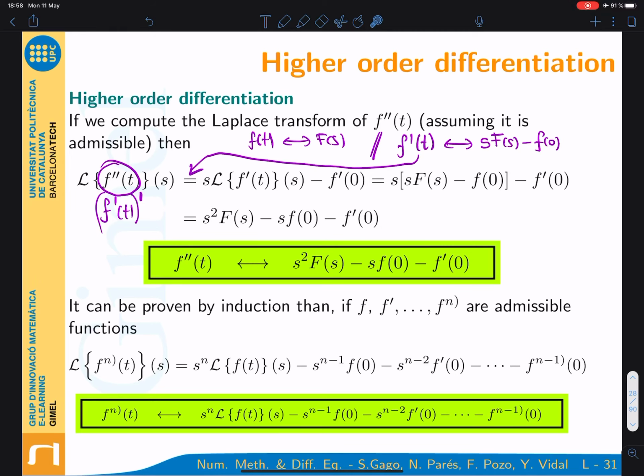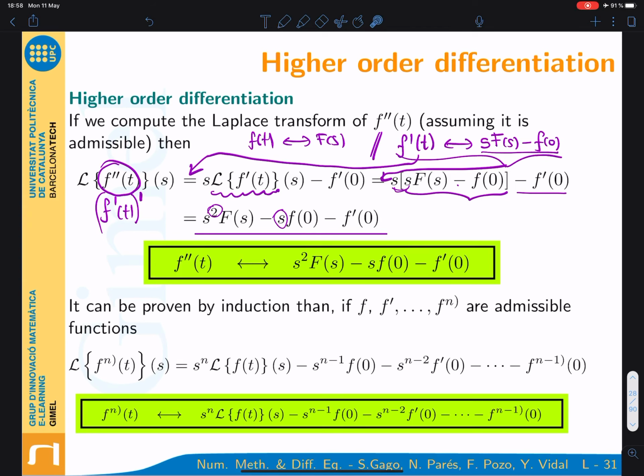So now I will apply this property again, but here in this Laplace transform of f prime. So the Laplace transform of f prime now is pretty easy here. It is replaced by this property here, and what we get, doing the multiplication here, is s squared times F of s minus s f of 0 and minus f prime of 0. So at the end we get this formula here.